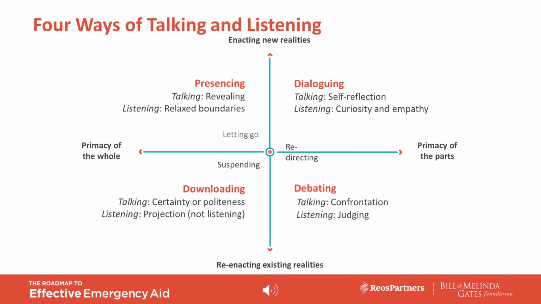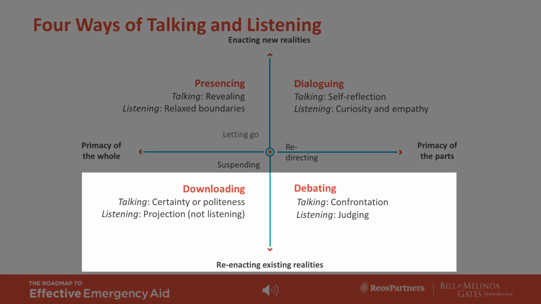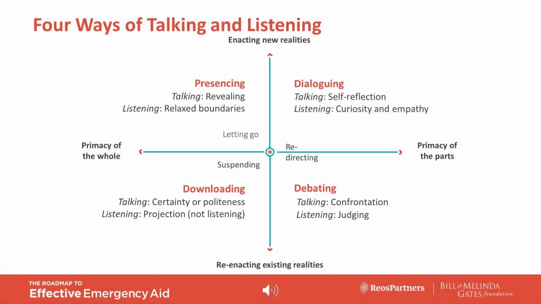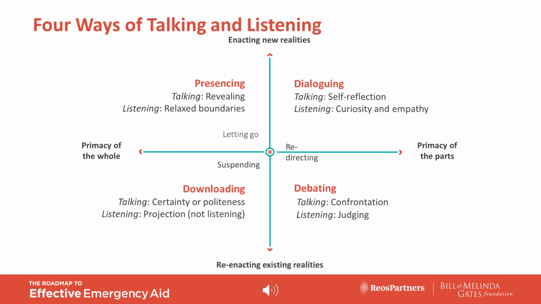Here are the 4 ways of talking and listening, arranged to show you the progression through each type. What is important to know is that the first 2 types will continue to enact the current reality. In that space, we are focusing on what is happening now. When we begin to move up and move into dialoguing and into presencing, that's the place when we can discover new ways of acting, where we create the conditions for new realities to take root.